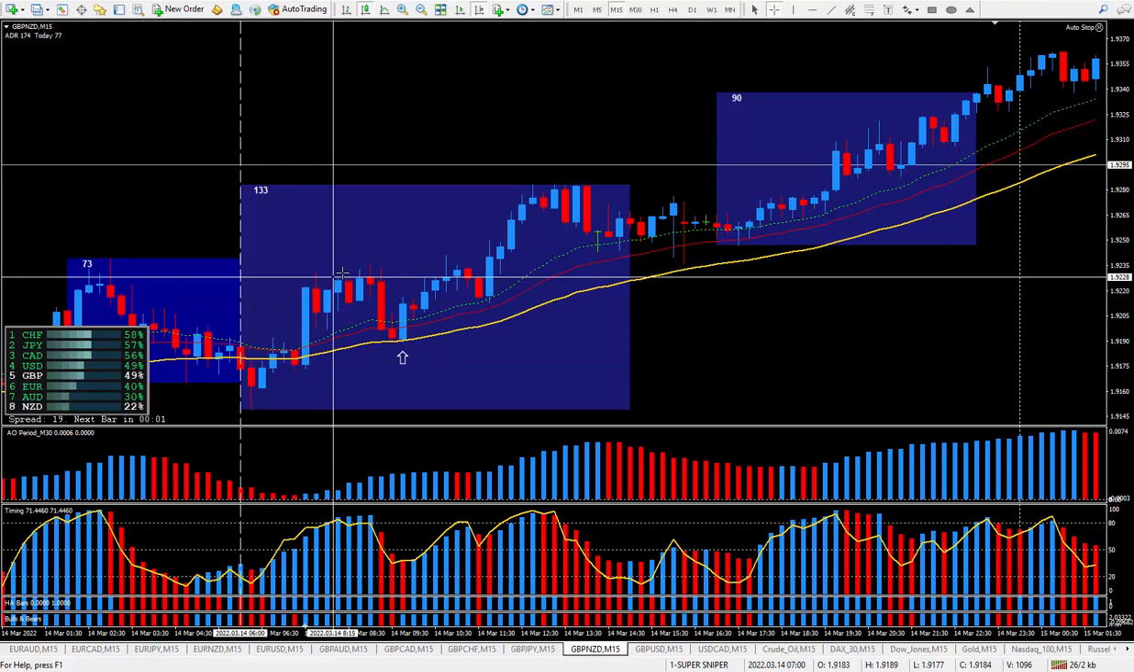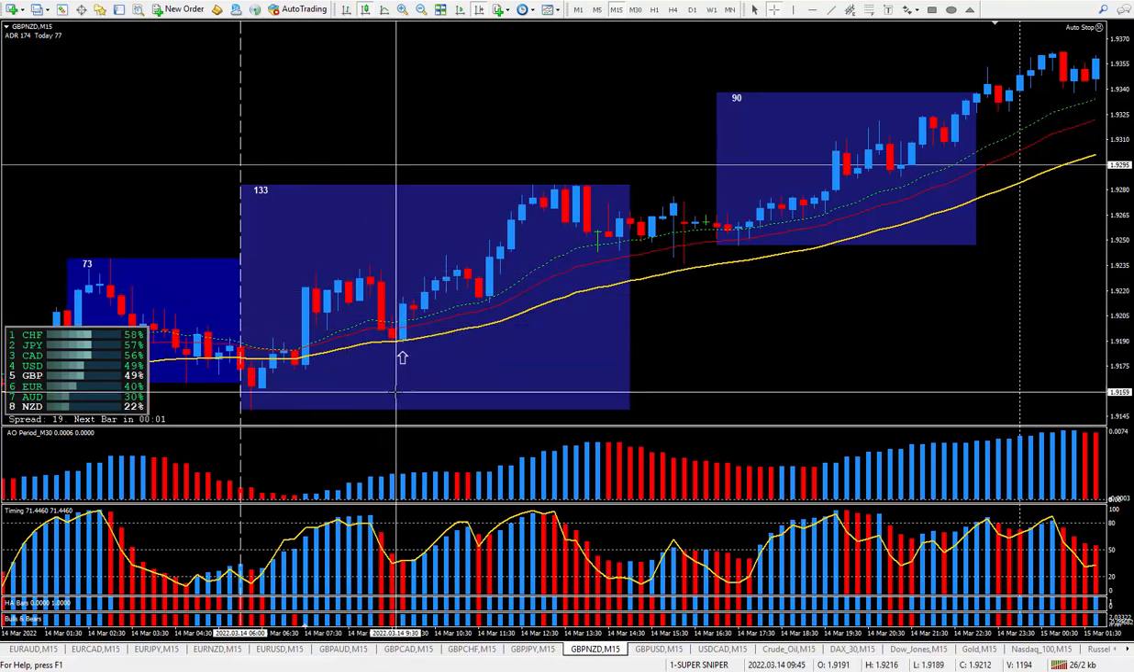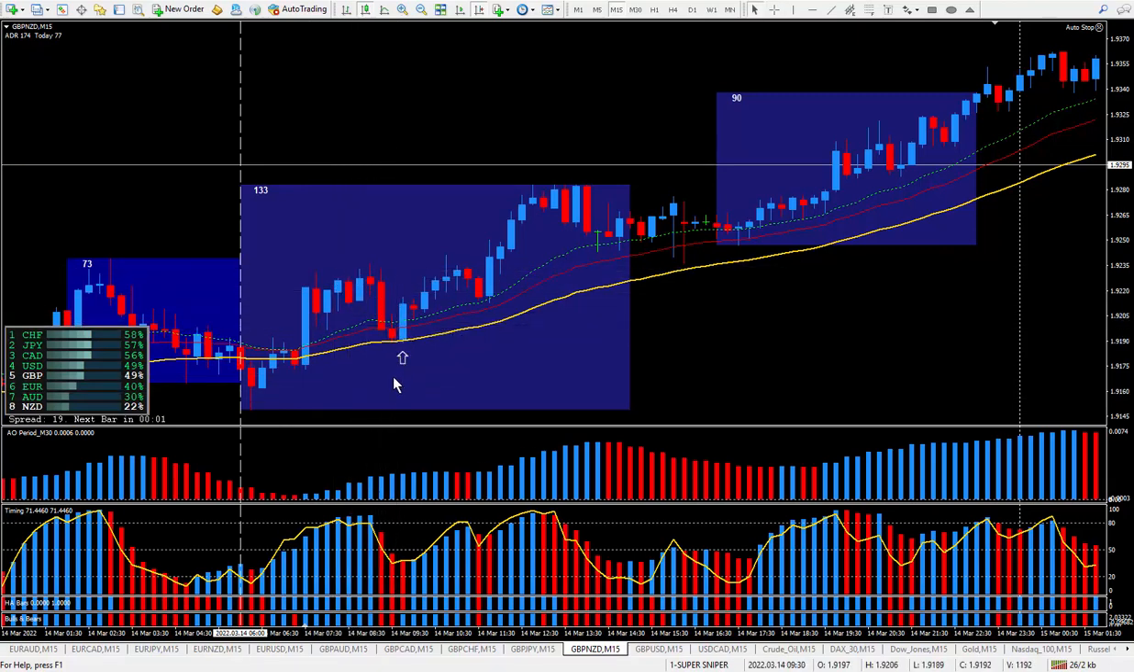There's your pullback. Sometimes you have to wait a little bit to wait for the pullback. Get in at the goal line approximately with a 10 pip stop. You're risking 10 to get almost 90. Very, very good return.